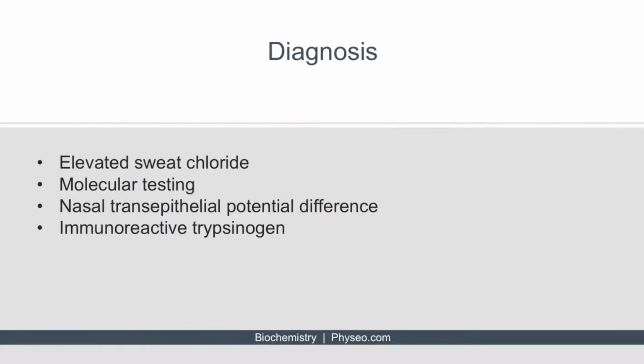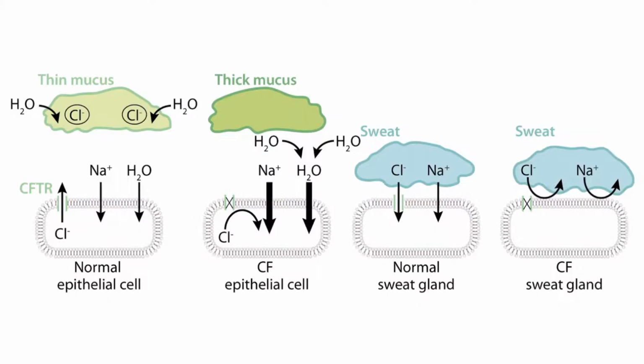A diagnosis can be made by detecting elevated chloride concentrations in the sweat. This idea should be pretty intuitive to you if you understand the pathophysiology. So again, if we pull up the overview figure, we can see that the CFTR protein normally reabsorbs chloride in the sweat glands. You can see that right here.